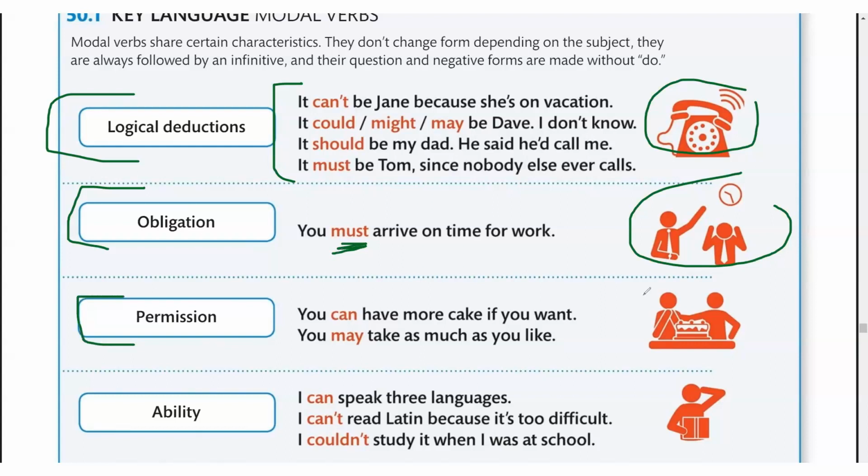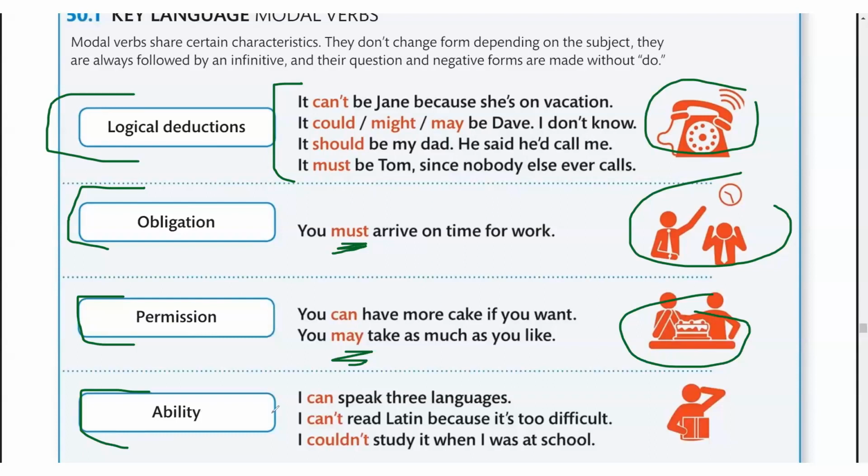Permission. We have a picture here, 2 people with a cake. You can have more cake if you want. You may take as much as you like. We're giving permission, can and may. Ability. I can speak 3 languages. I can't read Latin because it's too difficult. I couldn't study it when I was at school.